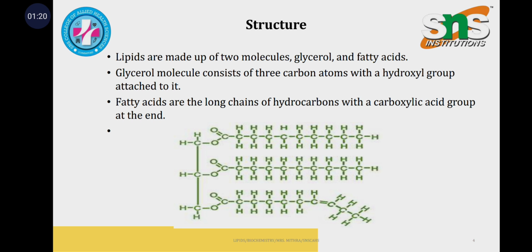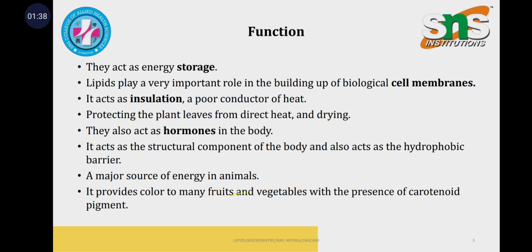So lipids are made up of two molecules, one is glycerol and another one is fatty acids. A glycerol molecule consists of 3 carbon atoms with a hydroxyl group, and fatty acids are the long chains of hydrocarbons with the carboxylic group at the end.